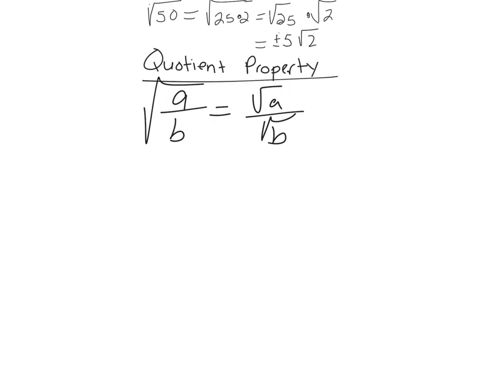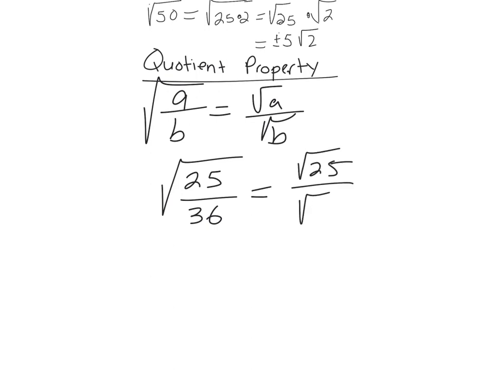So for example, if you have the square root of 25 over 36, you could break that up into the square root of 25 over the square root of 36. That would be plus or minus 5 over 6, plus or minus 5/6. That would be your final answer.